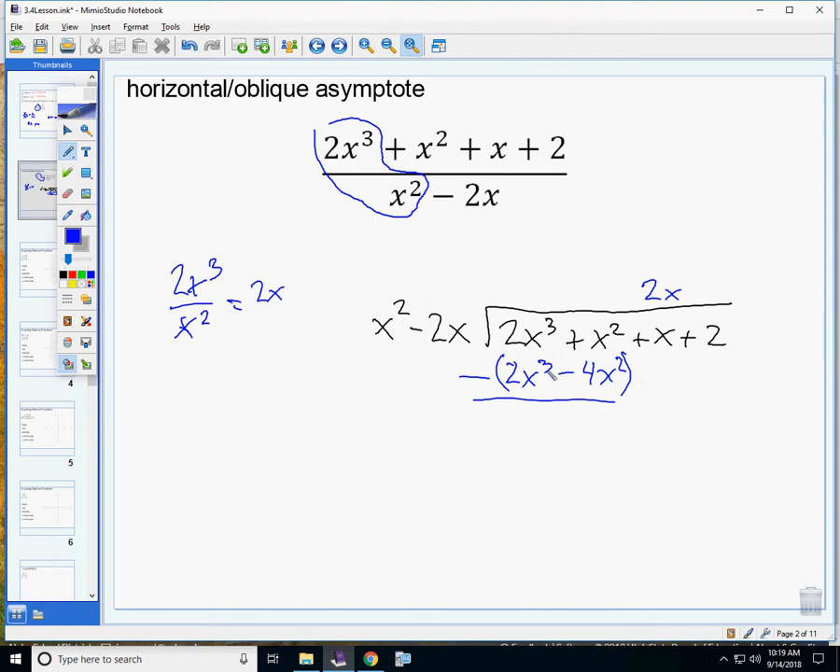So 2x cubed minus 2x cubed, that's 0. X squared minus negative 4x squared. So minus negative changes it to plus. So we've got 1x squared plus 4x squared, that makes 5x squared. Now I don't really have to worry a whole lot about the rest of that, because I'm going to take this 5x squared, I'm going to divide it by the x squared, and that gives me plus 5. So this is what I'm looking for, 2x plus 5. I don't have to finish out the long division. I know that my oblique asymptote is y equals 2x plus 5.